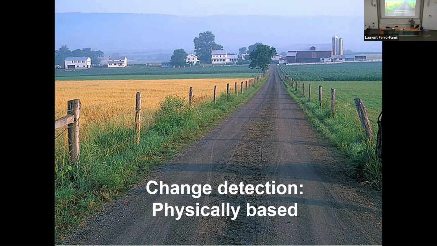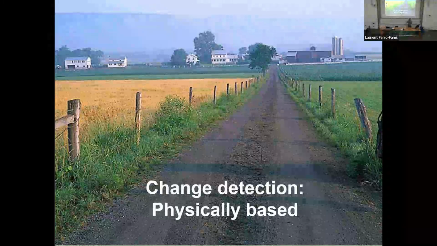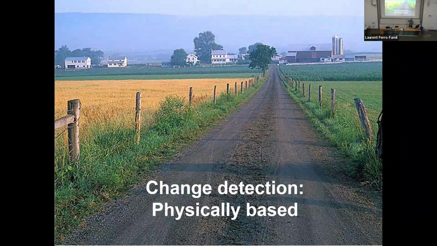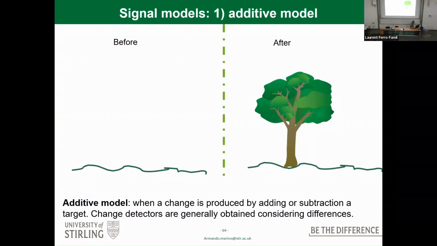So now we start the mathematical bit. We can divide these detectors between the physically based and the statistically based. I will start with the physically based. If you want to develop something that has physics inside, you need a model. Otherwise it's very hard to do physics without any model.